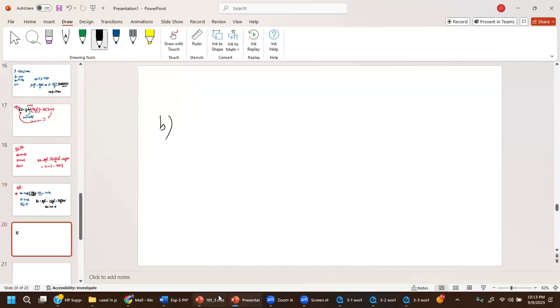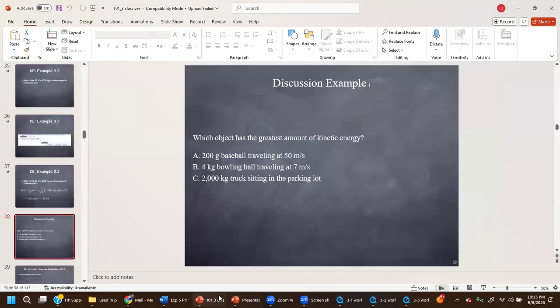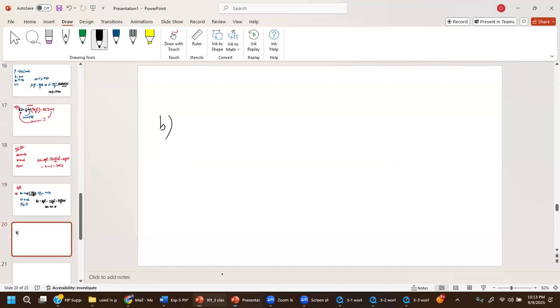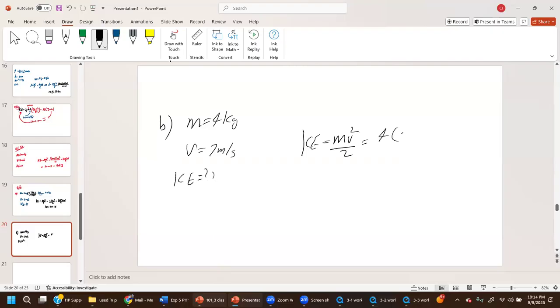For part B, you've got a 4 kilogram bowling ball traveling at 7 meters per second. So in this case, your mass is 4 kilograms and your velocity is 7 meters per second. Again, we're looking for your kinetic energy, and you know that the kinetic energy equals mv squared over 2, and in this case it would be 4 times 7 squared over 2, which is 4 times 49 over 2.